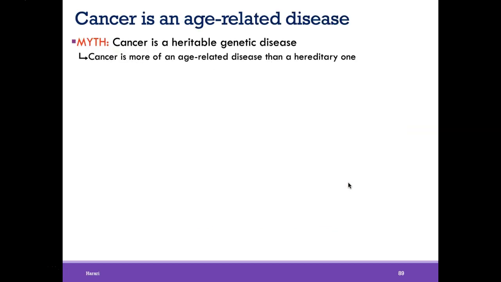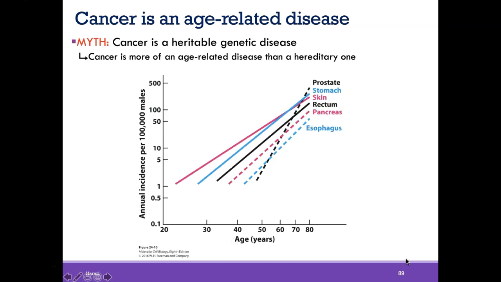So there's first a myth, right? A lot of people assume that cancer is inherited, that cancer is a genetic disease. And cancer is more of an age-related disease than anything else. This graph over here pretty much shows that as you increase in age, the incidence of cancer skyrockets, right? So if it were a genetic disease, we would see mostly children being affected, right, if their parents had it. But that's not the case. Cancer is an age-related disease.